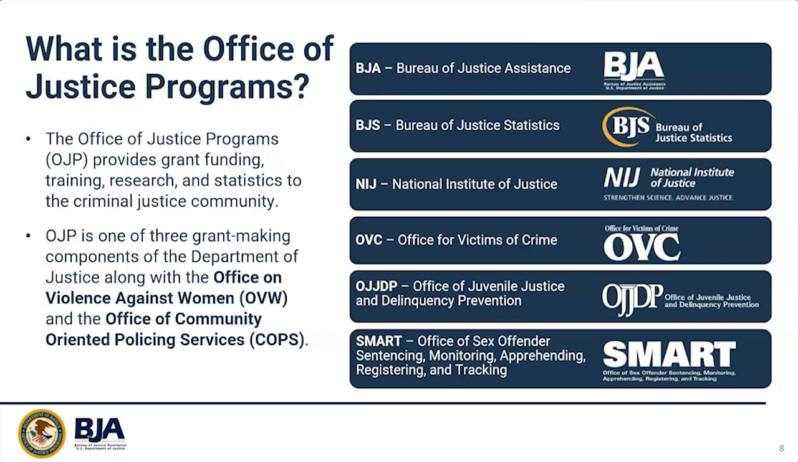OJP is one of 3 grant-making components in the Department of Justice, along with the Office on Violence Against Women and the Office of Community Oriented Policing Services. Next slide, please.